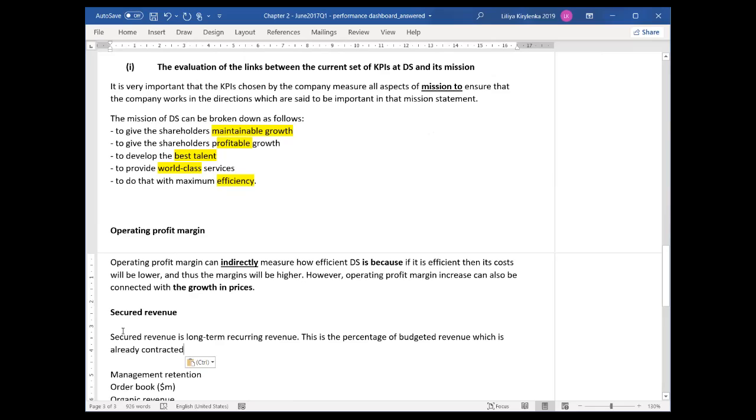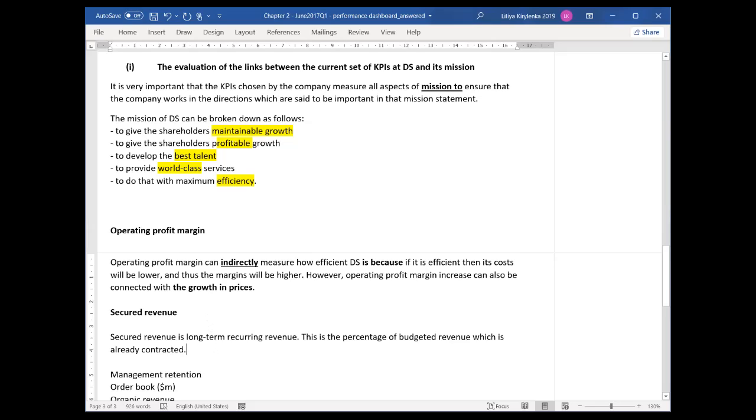This is the percentage of budgeted revenue which is already contracted. We do not need that part of the definition that says that the budgeted are completed late, because this is what we are going to talk about when we discuss assumptions and definitions. And we need to talk about the metric, just the metric. So if the metric was calculated and presented correctly, would it measure any part of the mission or not?